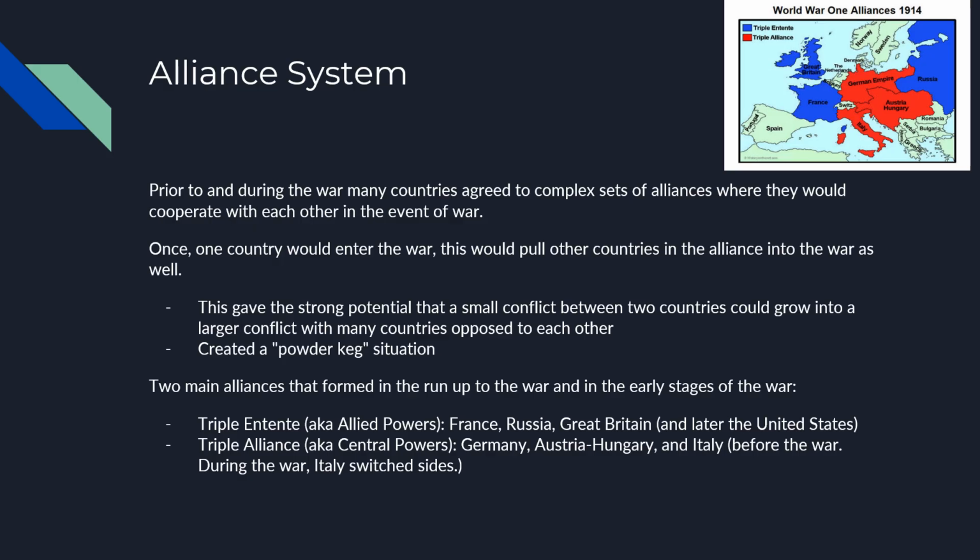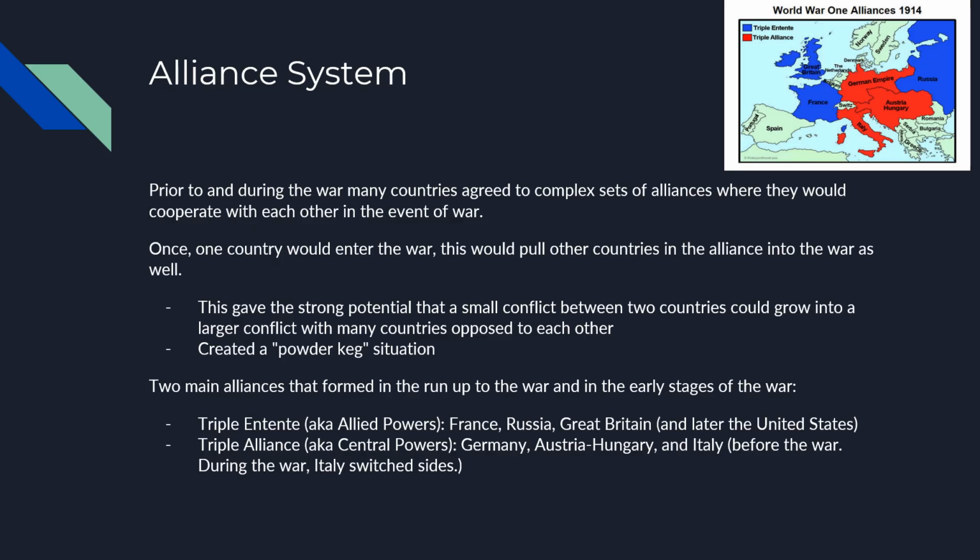So the first one you have is the Triple Entente. They're also known as the Allied Powers. This is France, Russia, and Great Britain. The United States will join during the war and become part of this Triple Entente. And I guess at that point, it won't be triple anymore.